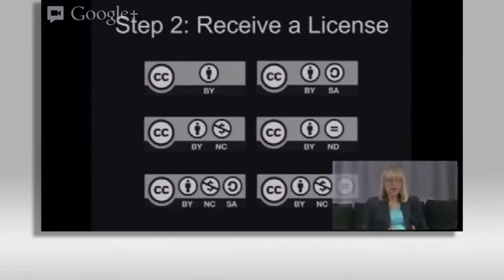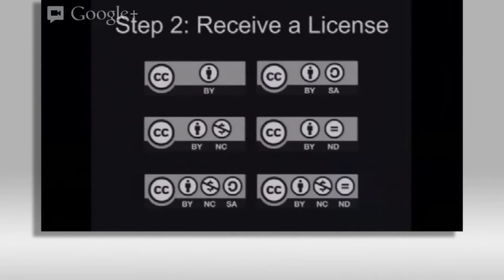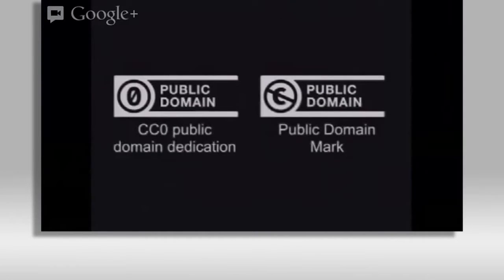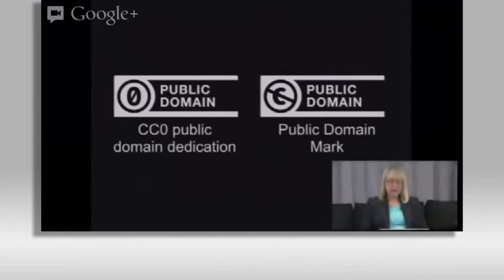So what you do is you pick a license. There's 6 choices here, and you can see they're on the Creative Commons website. It's free. You just go to the website, click, and you can download or put a license on your work. It's very simple to do. And there's by, by non-commercial, by non-commercial share alike, by share alike, by no derivatives, and by non-commercial no derivatives. Those are the licenses.